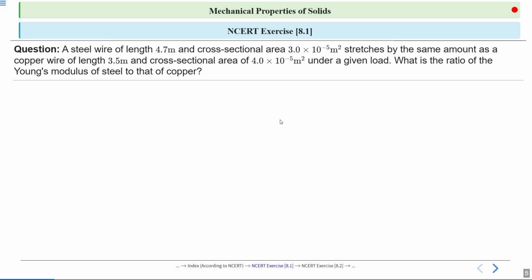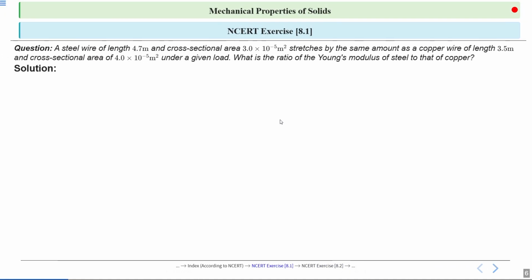A steel wire of length 4.7 meter and cross-sectional area 3.0 into 10 raised to the power minus 5 meter square stretches by the same amount as a copper wire of length 3.5 meter and cross-sectional area of 4.0 into 10 raised to the power minus 5 meter square under a given load. What is the ratio of the Young's modulus of steel to that of copper? Let's see the solution.